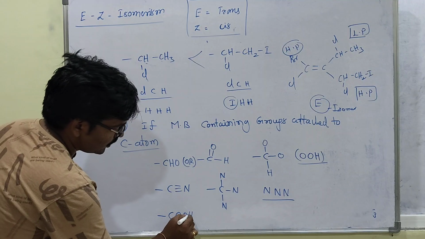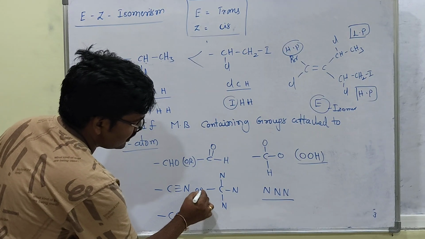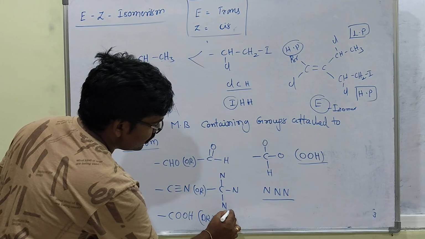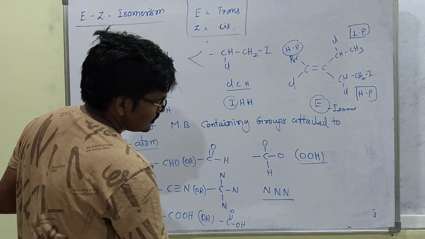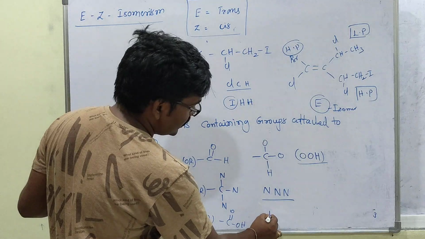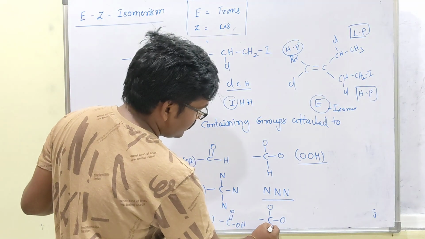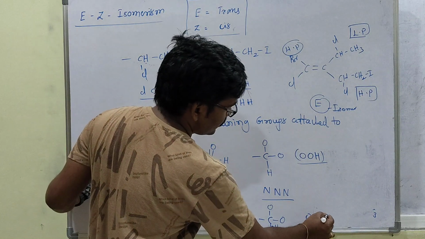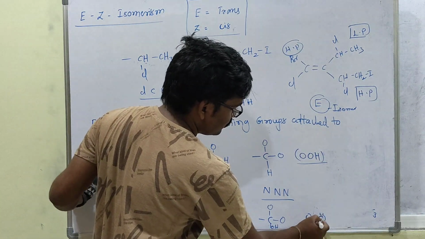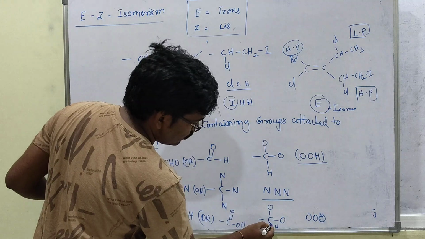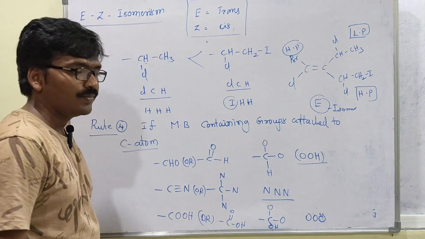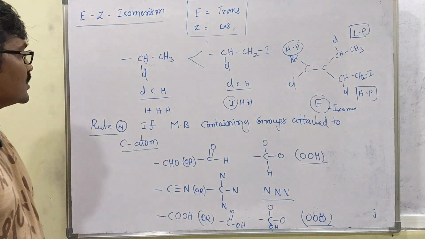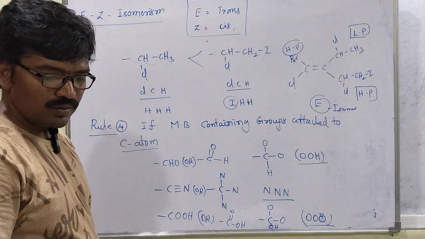In case COOH is there, that we can also write like this, C double bond O, OH, right? So when C double bond O is there, meaning CO, then OH, so you have to take O, O, O. These are the atoms. This is the last rule in the CIP rules.